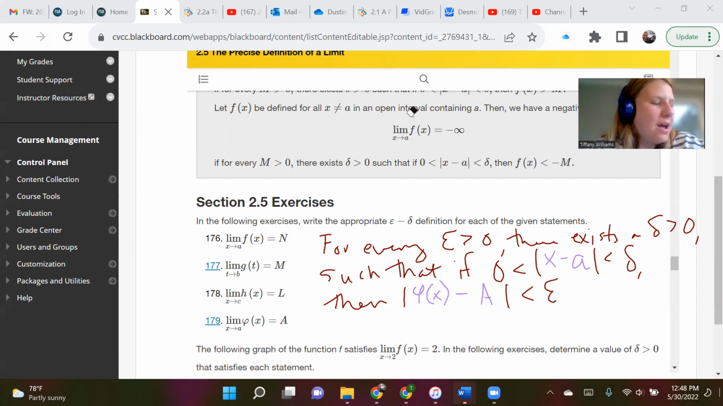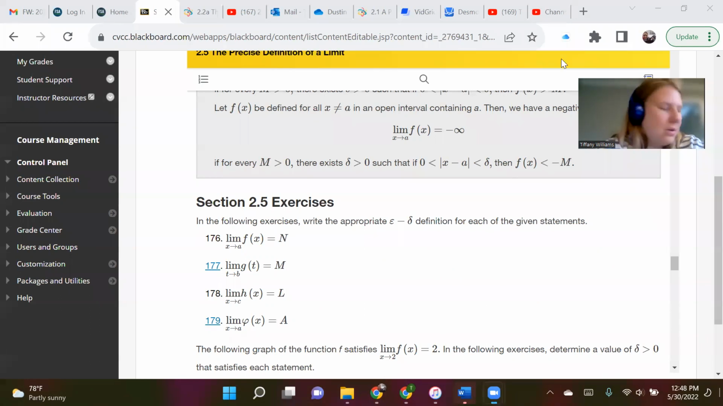All right, so now we're going to do some graphical examples of this. Guys, I really do think the graphical examples of this help. It kind of makes it make sense what we're doing. I'm going to clear this out. We are going to go to number 181.